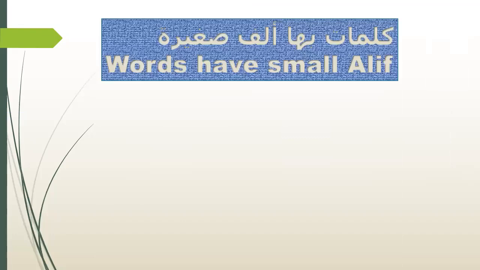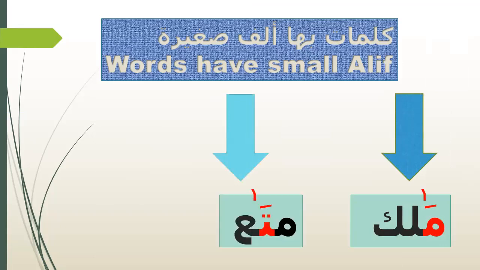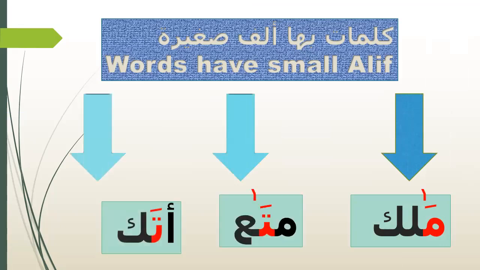كلمات بها ألف صغيرة. Words have small ألف. Please repeat after me. مالكي. متاع. أتاك.